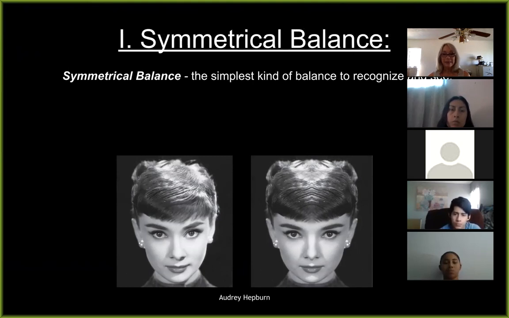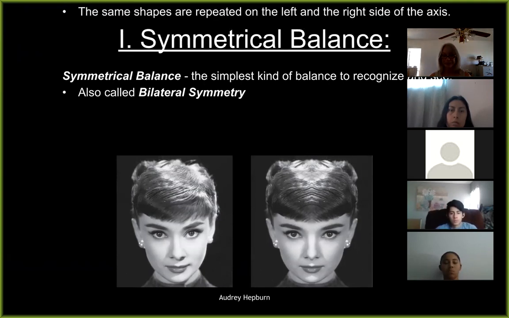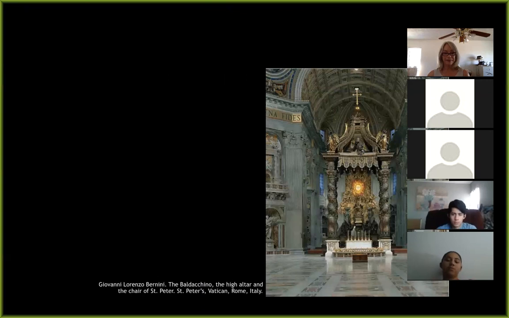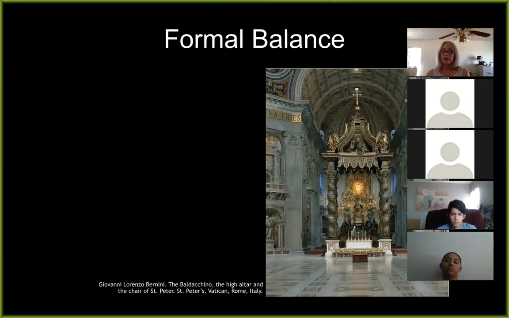This is the simplest kind of balance to recognize, and it's also known as bilateral symmetry. So there are two, the word bilateral means side to side. The same shapes are repeated on the left and the right side of the axis. This is also known as formal balance.